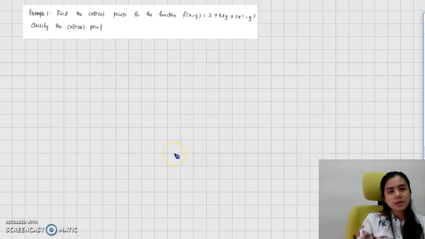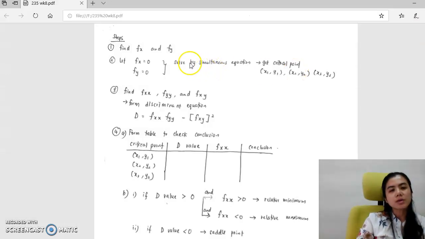Okay, let's look at the first example related to the extremum functions. This question asks you to find the critical points and classify them. Let's refer to the flowchart that I gave you. The first step is to find fx and fy, the partial derivatives of the function f.